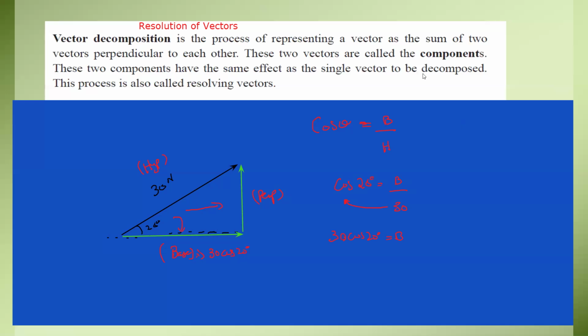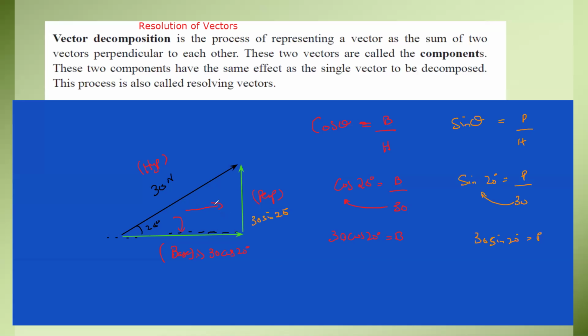Same way, what about the perpendicular? We have the trigonometric ratio sine theta is perpendicular divided by hypotenuse. So the theta is 20, so I can say sine 20 equals the perpendicular over the hypotenuse, which in this case is 30. It will be multiplied. So 30 sine 20 is equal to the perpendicular.